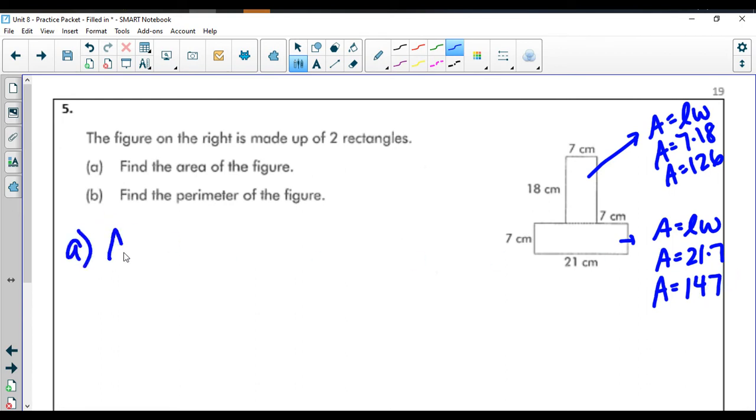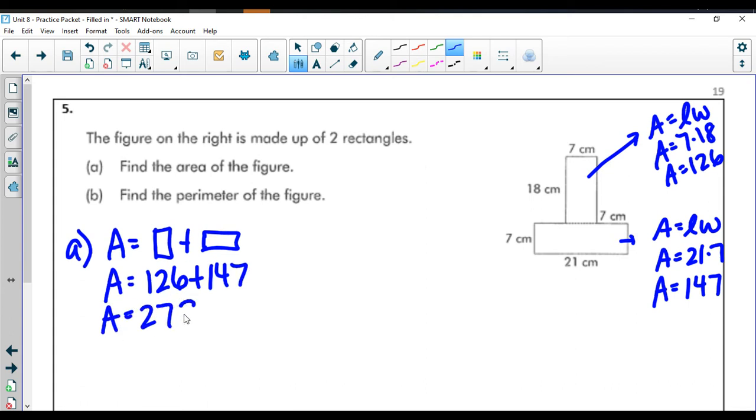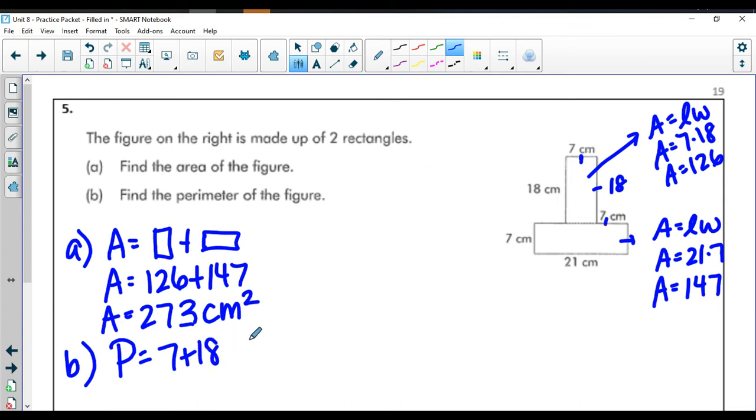So for part A, my area is the big rectangle plus the sideways one, 126 plus 147, which will give me a total area of 273 centimeters squared. For part B, I'm trying to find my perimeter. So I'm going to go around the edges. This side is 7. This side would be 18. This little part here is 7. This side right here is 7. Across the bottom is 21.